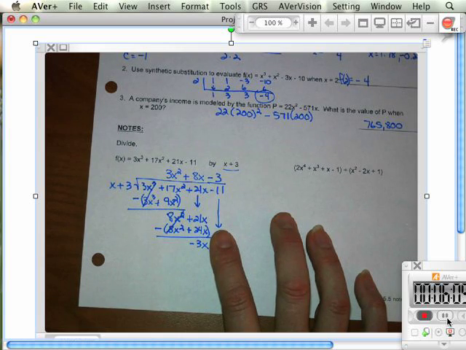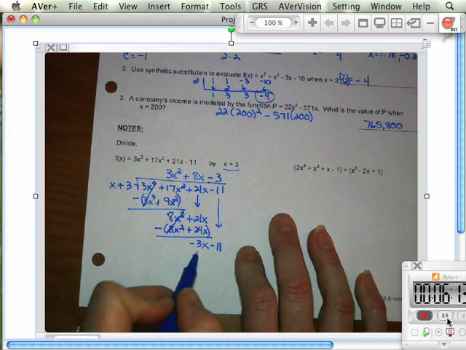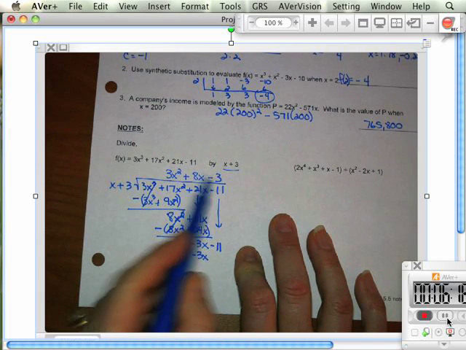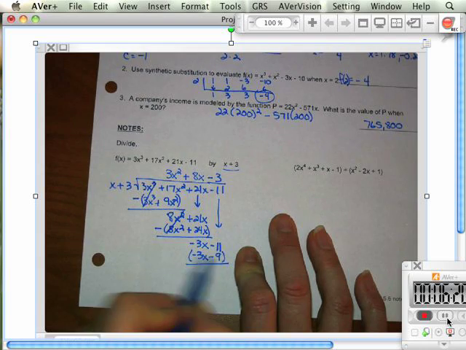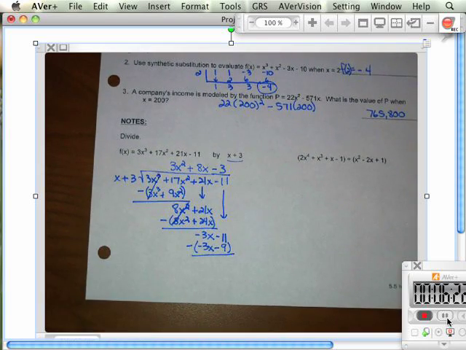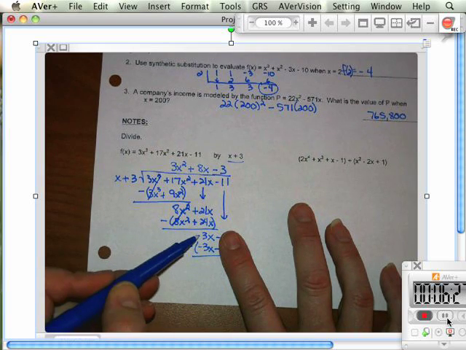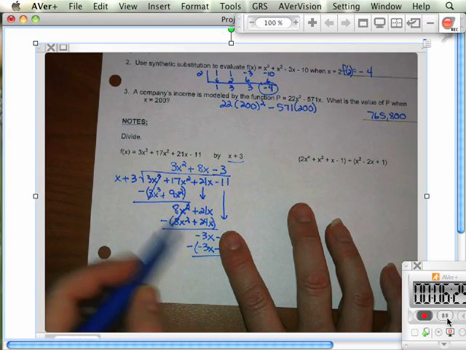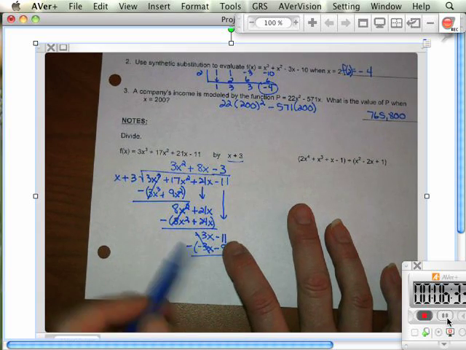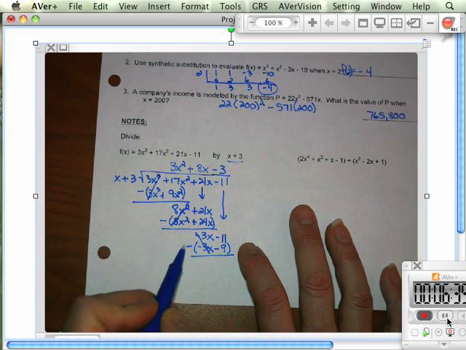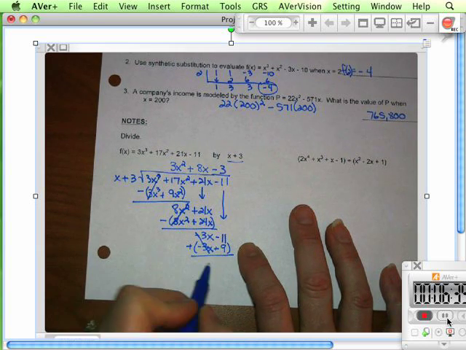So now I'm going to take care of that. Negative 3 times x is negative 3x. Negative 3 times 3 is negative 9. I am subtracting that whole thing from what's above it. So I have negative 3x minus a negative 3x, which actually becomes plus, and they cancel out. And I have negative 11 minus a negative 9, so this becomes a plus, and it's negative 2.